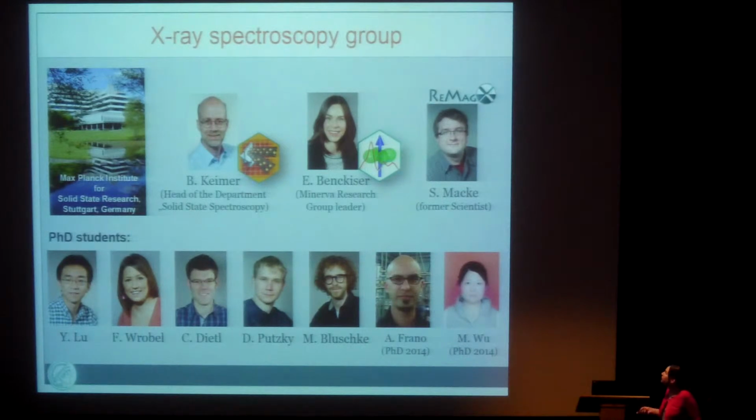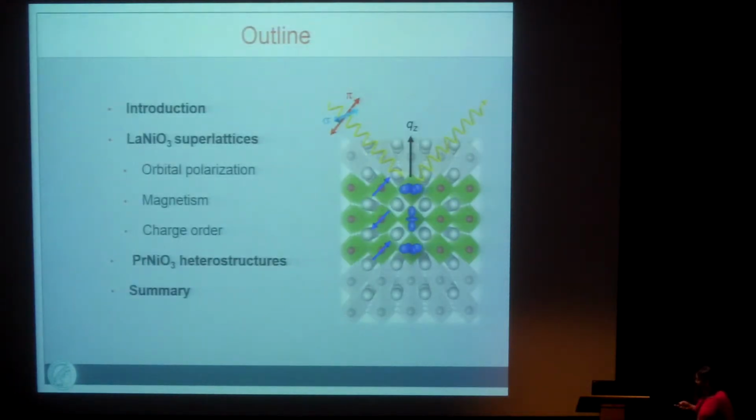So the outline of my talk is short and simple. I also like to focus on lanthanum nickelate superlattices, as Marta did, slightly different. I will explain this in the following. Using resonant X-ray scattering, we investigated the orbital polarization, the magnetism, and charge order in these lanthanum nickelate-based superlattices, and also in praseodymium nickelate heterostructures, where I'm only giving a short summary here.